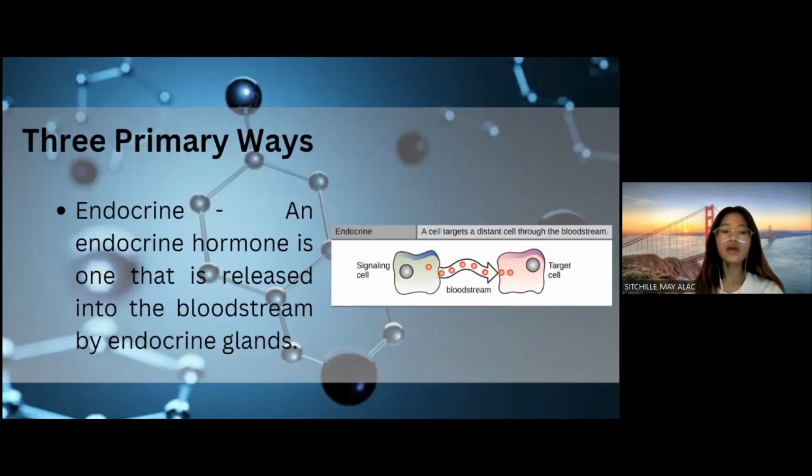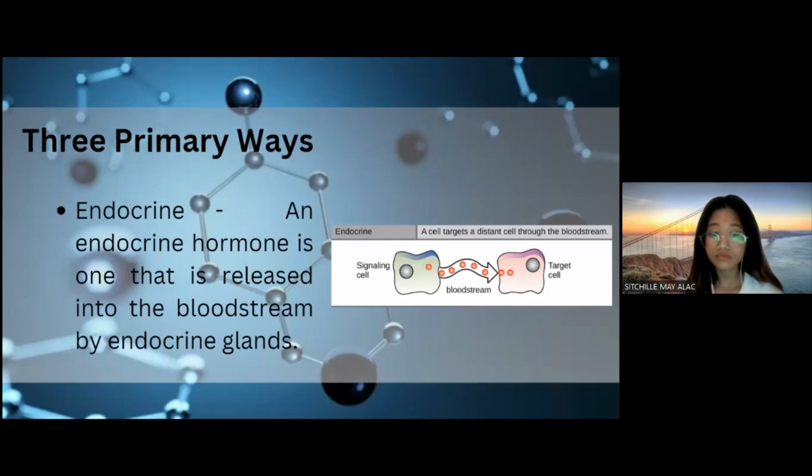An endocrine hormone is released into the bloodstream by endocrine glands. The receptor cells are distant from the source. This is probably how most people think of hormones. An example of endocrine hormone is insulin, which is released by the pancreas into the bloodstream, where it regulates glucose uptake by liver and muscle cells. So by the definition, an endocrine hormone is released only into the bloodstream.